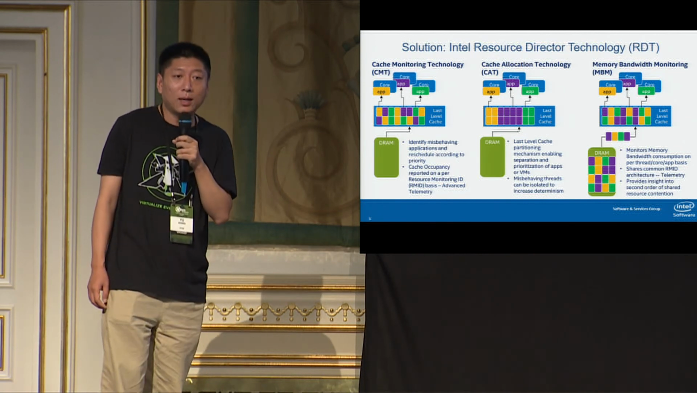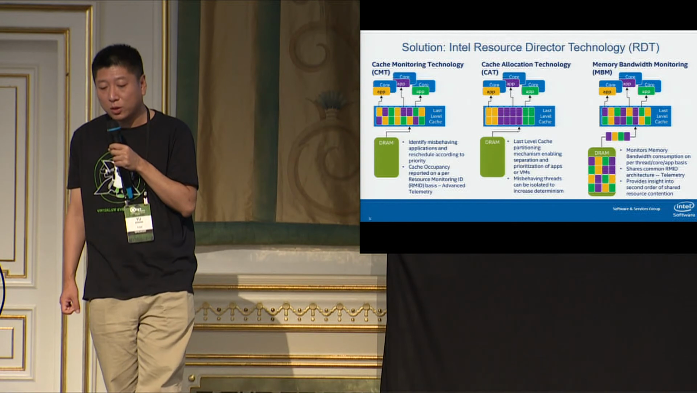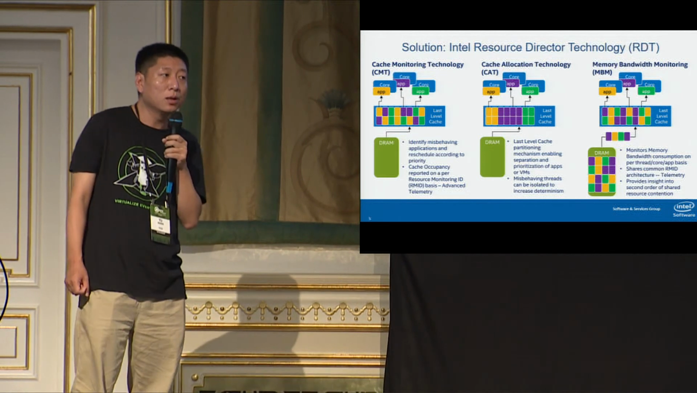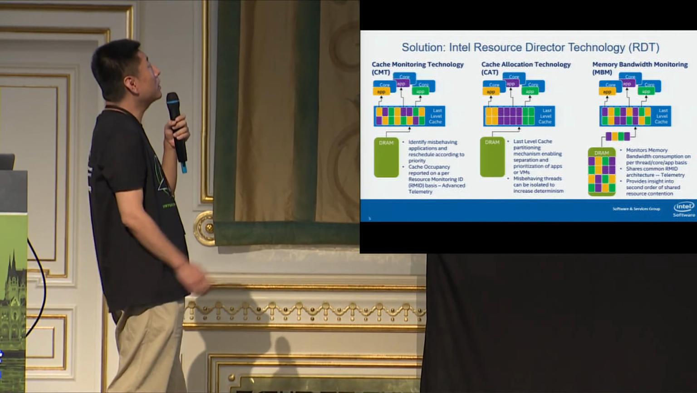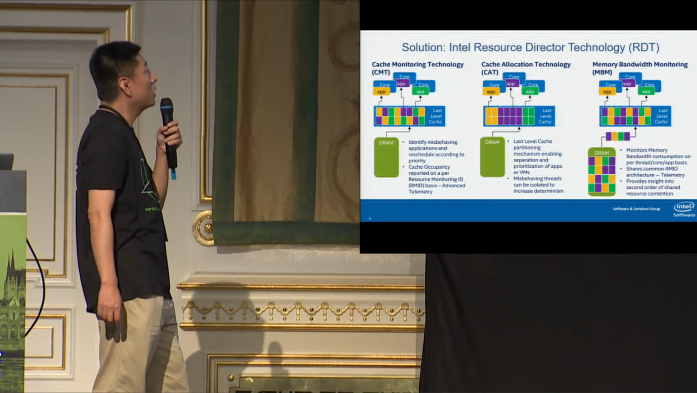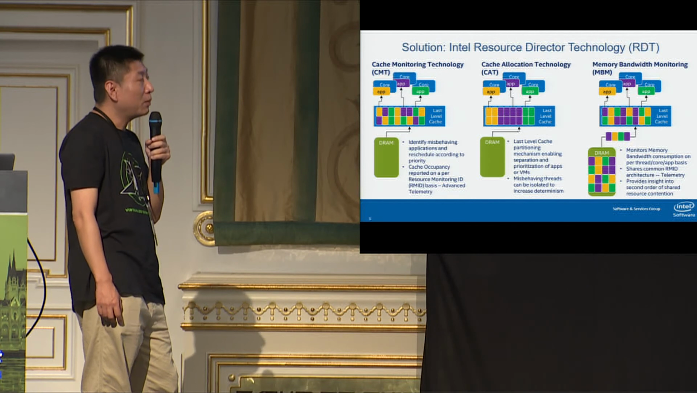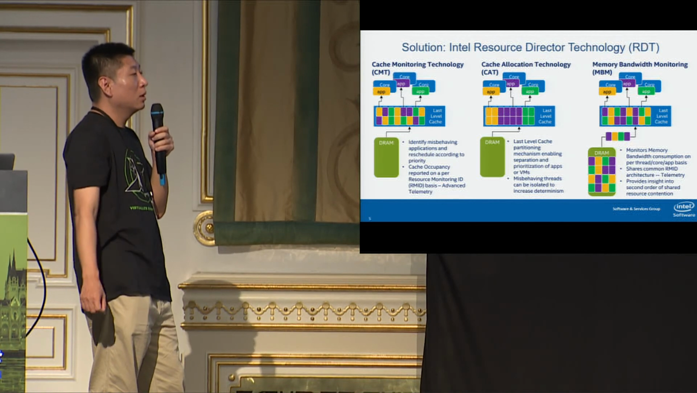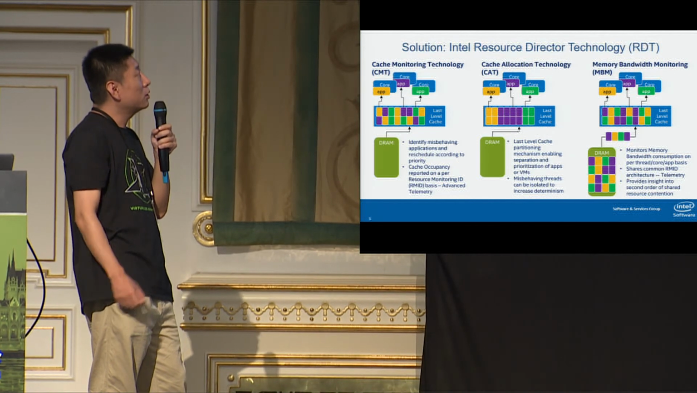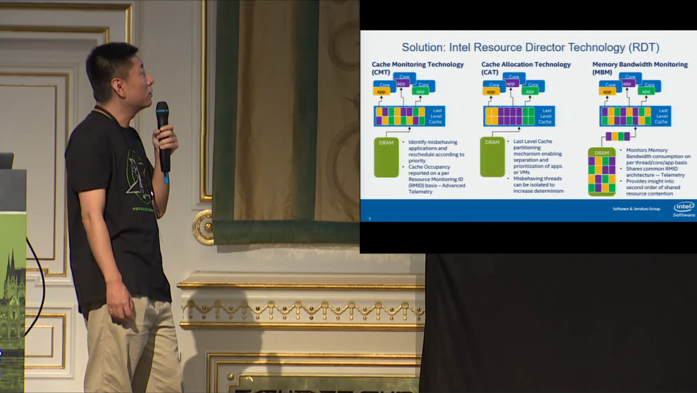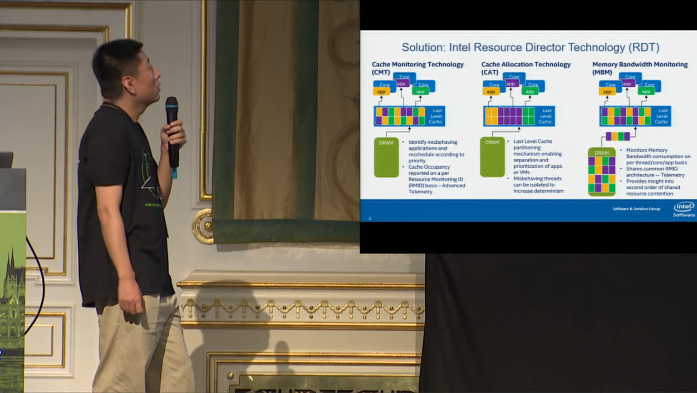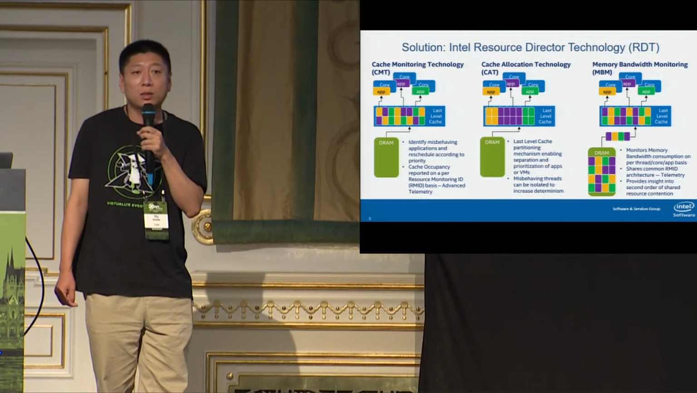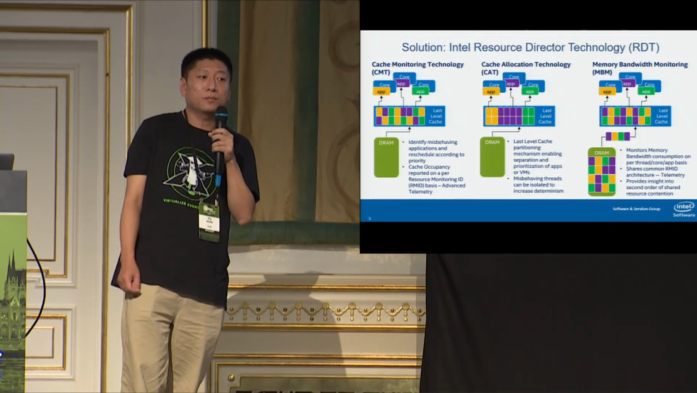And we also have CDP, which is code data prioritization. It can be considered as an extension of the last level cache CAT, L3 CAT, by applying separate configurations for the code and for the data. All these features have already been supported in Zhang.